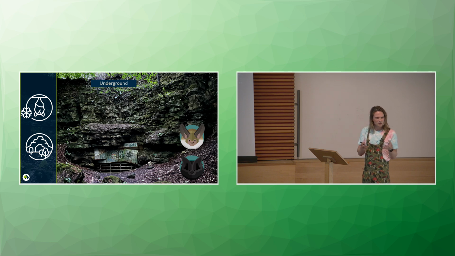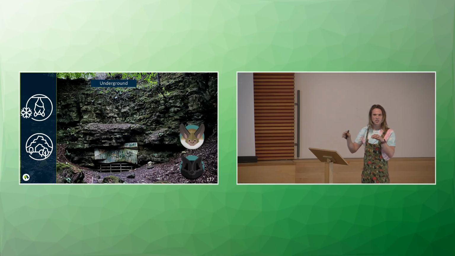Now, despite both of these bat species being tree specialists during the summer months, they're wimps. And when it gets really cold, they head underground. So they can stay in the trees maybe until December, but come January and February, most of these bats will head underground. And in part, I think that's linked to how they mate.